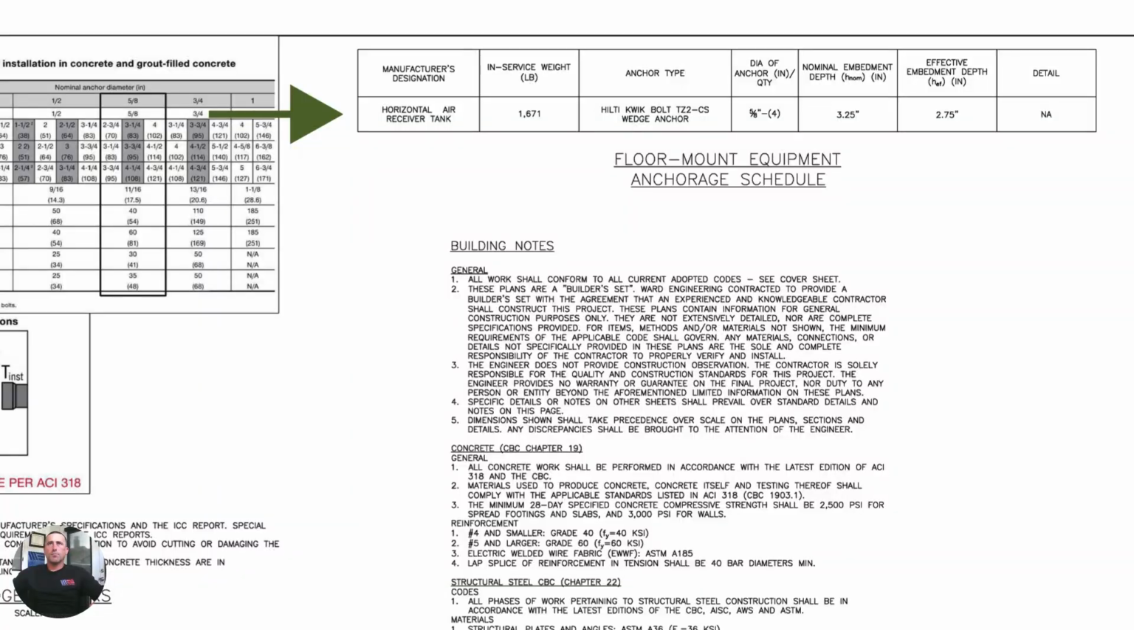So the most important piece of information on this sheet is this anchorage schedule right here. Here we show that for anchoring that air tank to the slab, we're going to be using 4 of the 5/8 inch diameter Hilti QuickBolt TZ2s with a 3 1/4 inch embedment. And really, that's the basis of the project. That's what the contractor is looking for. What are the anchors that I'm going to use to anchor that air tank? And there it is right there. That's what the contractor will be using.